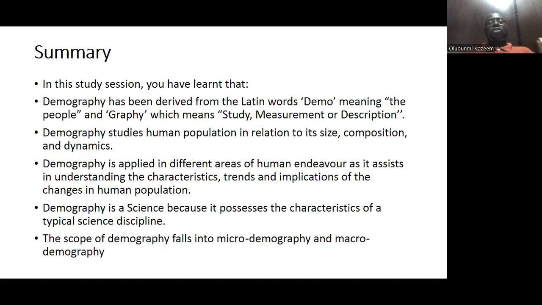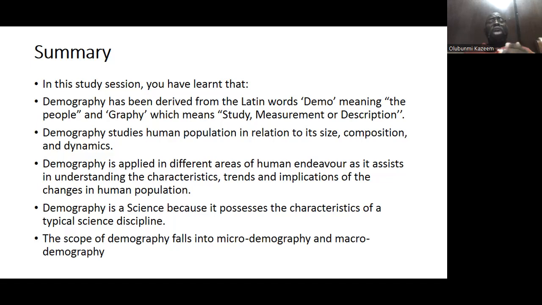So in summary, in this study session, you have learned that demography is derived from two Latin words, demo and graphy. Demo meaning people, and graphy meaning the study or the measurement or the description. So by the time you combine the two together, you have demography as the scientific study or measurement of the people, the population. Now, demography studies human population in relation to its size, composition, and dynamics. You also learned that demography is applied in different aspects of human endeavor and assists in understanding characteristics, trends, and implications of changes in human population.